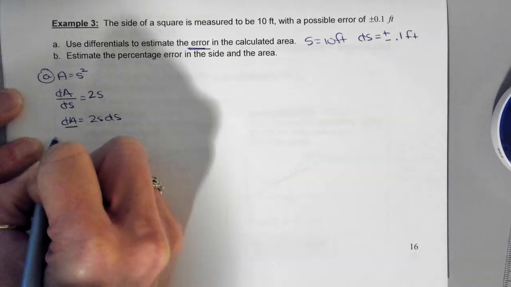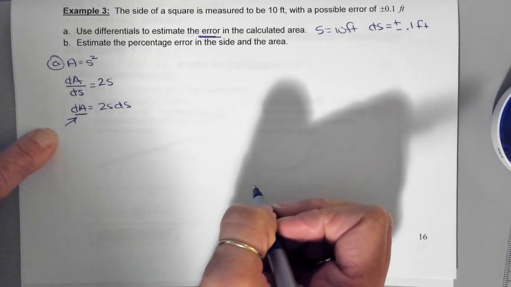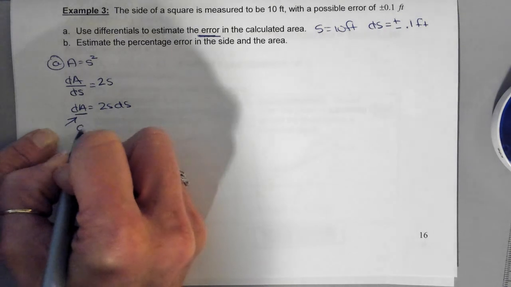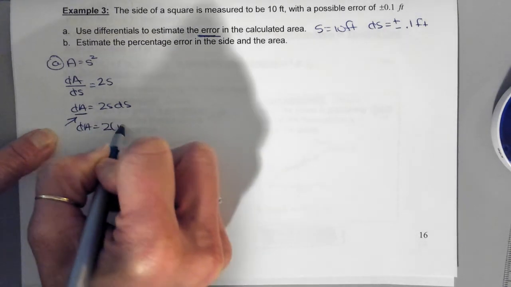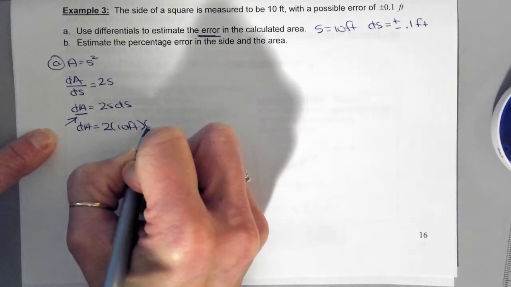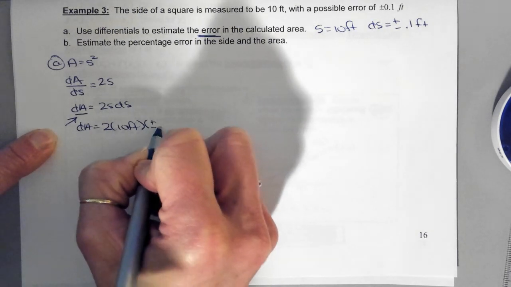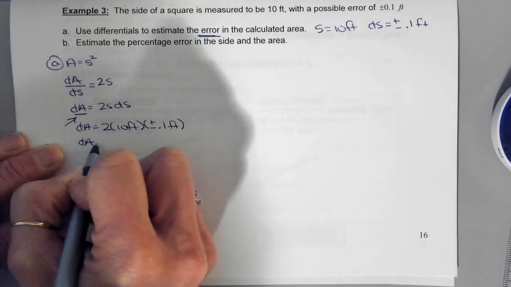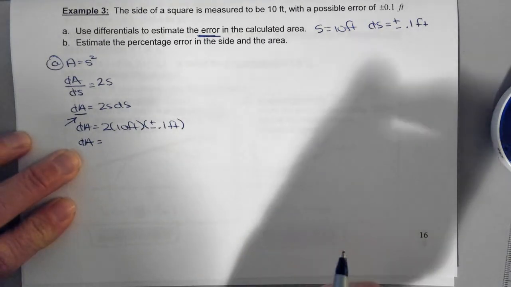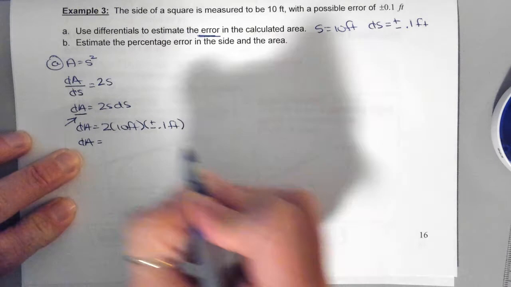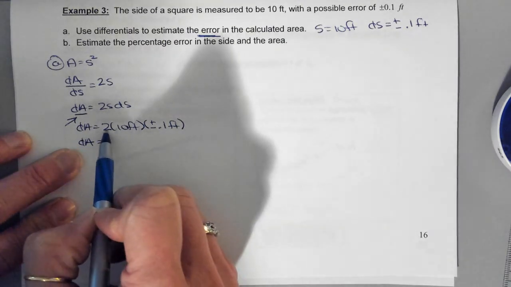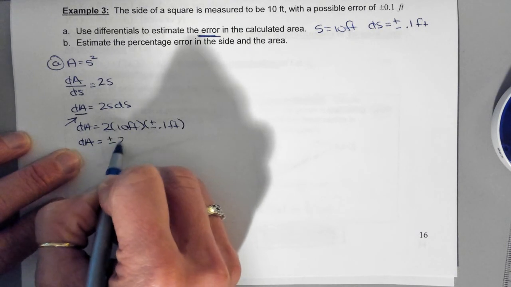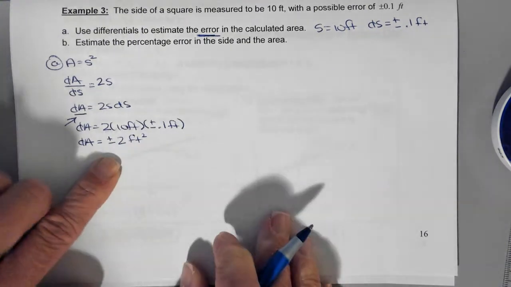So this is the change in the area, or basically the possible error. So dA is equal to 2 times 10 feet times plus or minus 0.1 foot. Okay, so the possible change in the area is equal to, you've got this 2 here. Plus or minus 2 square feet, because it's the area, right?